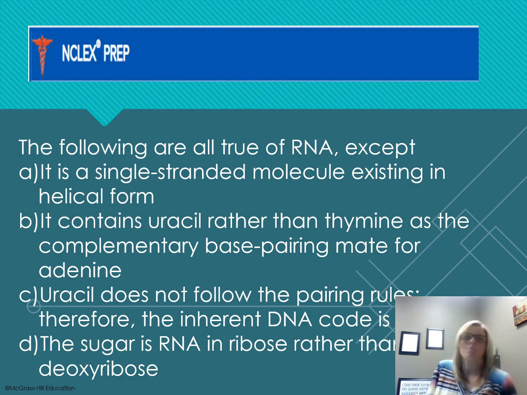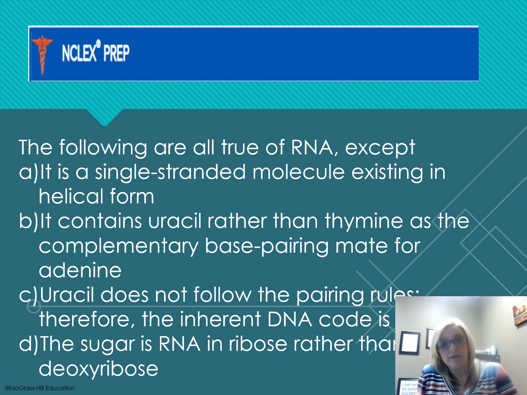Time for another NCLEX prep practice question that applies our information here. It says all of the following are true except for one of these for RNA. A, it is a single-stranded molecule existing in helical form. B, it contains uracil rather than thymine as a complementary base pair for adenine. C, uracil does not follow base pairing rules, so the DNA code is changed. Or D, the sugar in RNA is ribose rather than deoxyribose. All right, so pause this, come up with your answer.